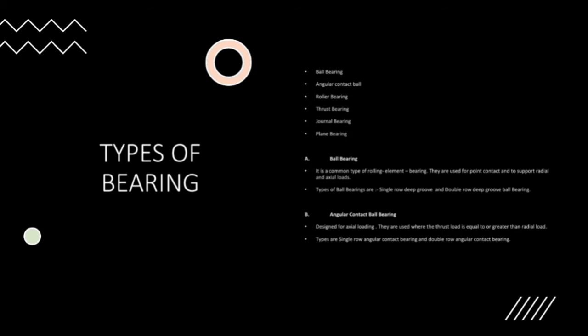Coming to the next point, that is angular contact ball bearing. These ball bearings are designed for axial loading and are used where the thrust load is equal to or greater than radial load. The types of angular contact ball bearing are single row angular contact bearing and double row angular contact bearing.